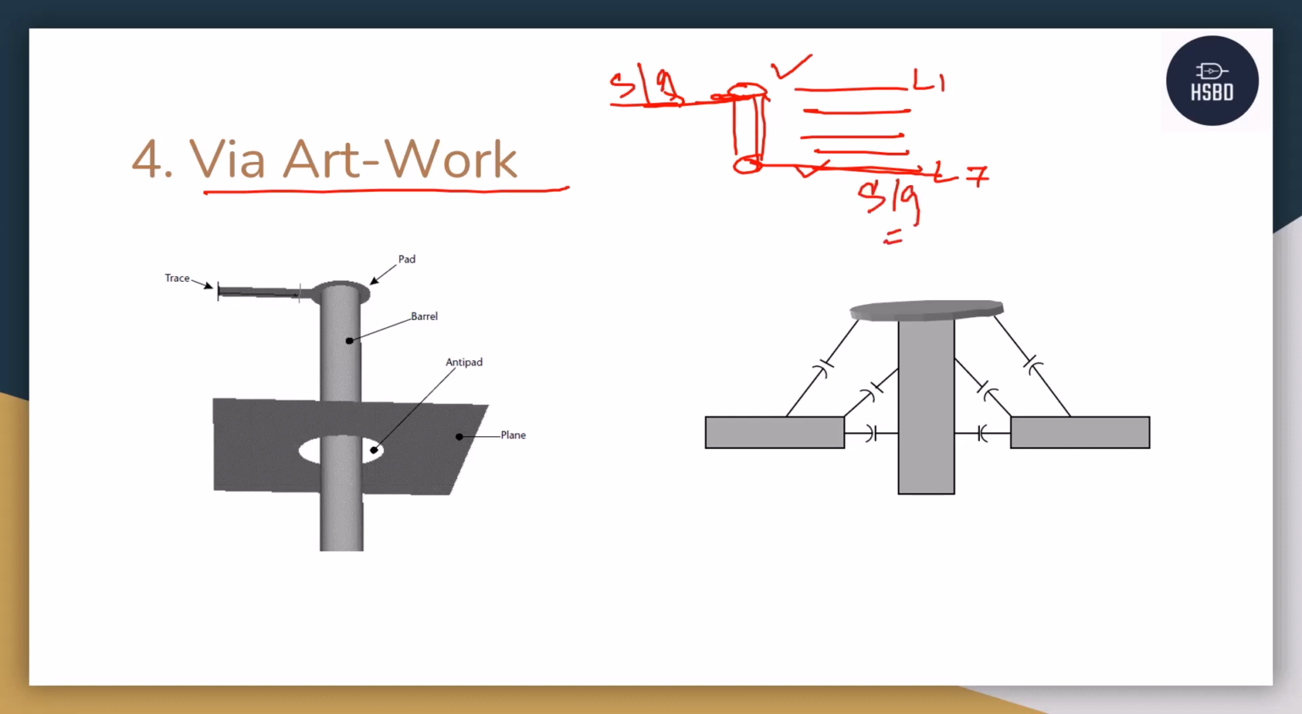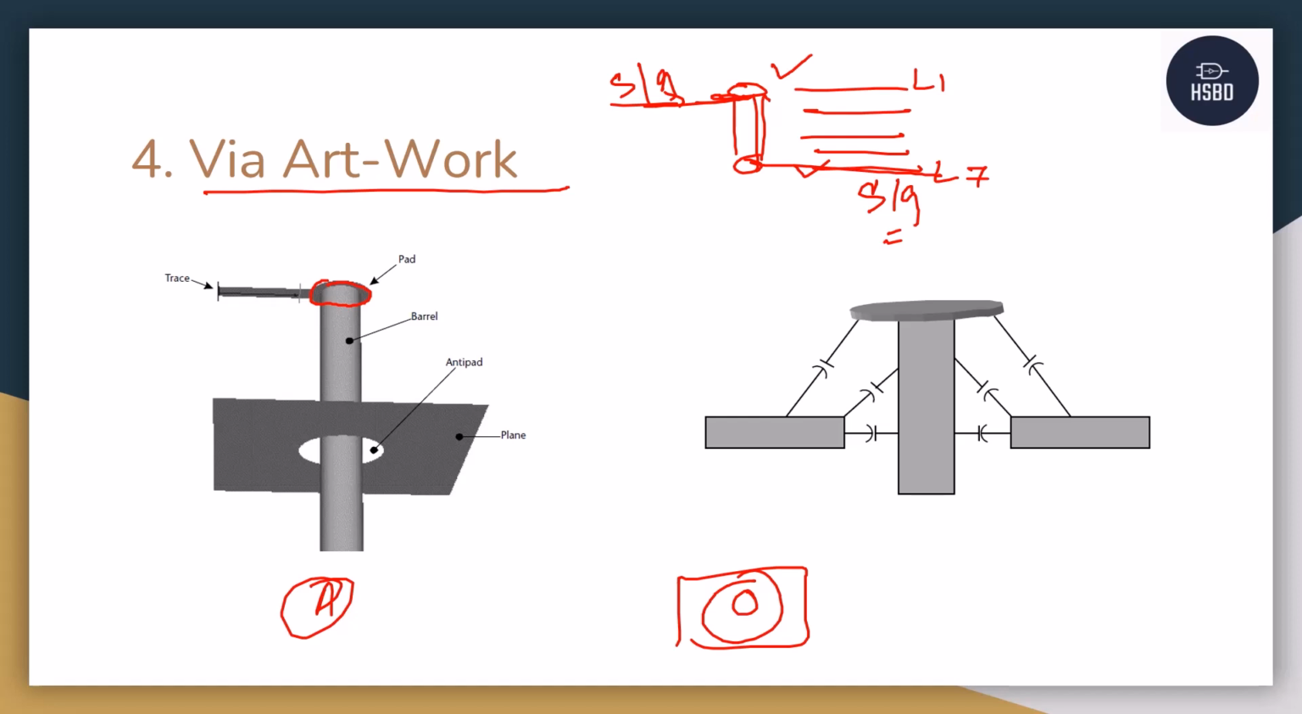Now let me give you a brief introduction about the via. If you notice on the diagram, which is diagram A on the left, this is known as the trace, and the metallic barrel that usually goes through is known as the barrel, and these are the pads. So what are pads? If you see the top view of it, it looks like this.